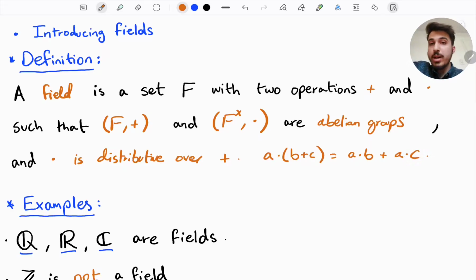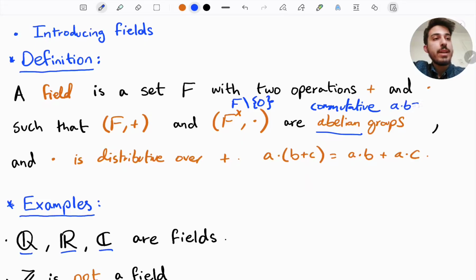So in this definition, I have a couple of remarks. First of all, F cross means simply F that is not zero, so all the non-zero elements in F. The second thing I want to mention is that abelian means commutative. Commutative means a times b is equal to b times a, or a plus b is equal to b plus a, depending on which operation you're taking. So it is important that with plus and with multiplication, we have abelian groups, and that the multiplication is distributive over addition. And then and only then we would have a field.